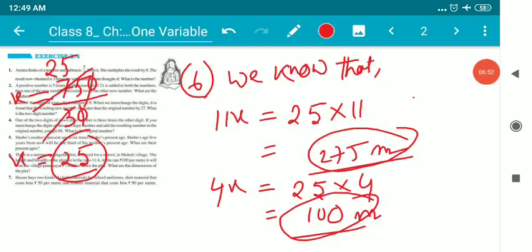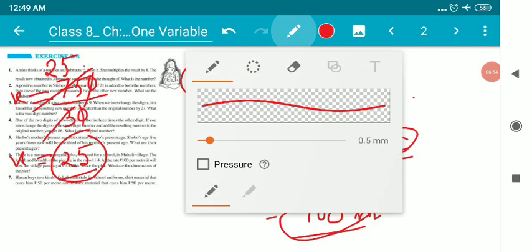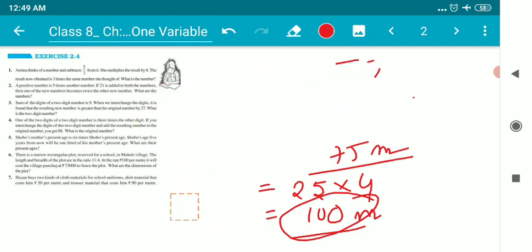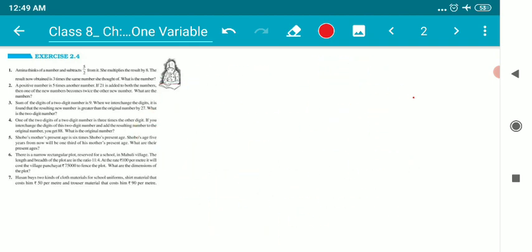So children, this is how we need to calculate such kinds of sums. I hope it's clear to everybody. Related sums, a lot of sums, you will get in higher classes. So children, please do practice these sums very nicely. Try out the related sums. If you find any difficulties, problems or doubts anywhere, feel free to speak to me, and please do submit these works in the Google Classroom positively.